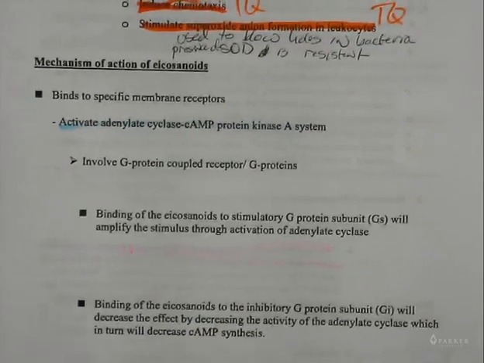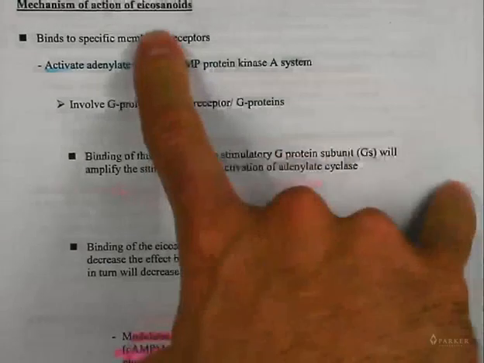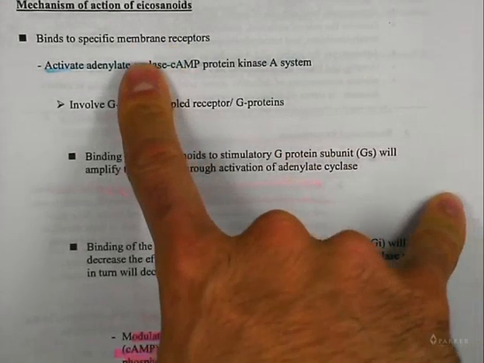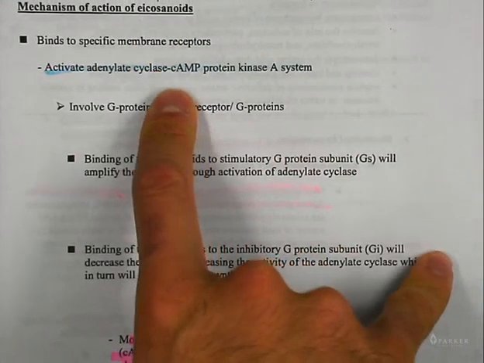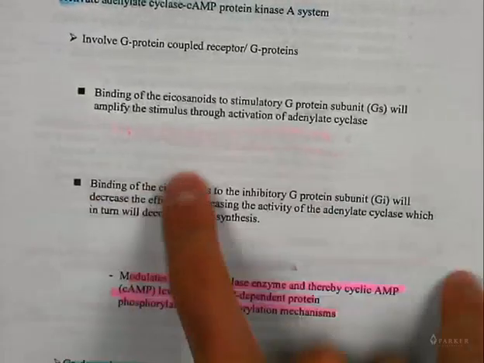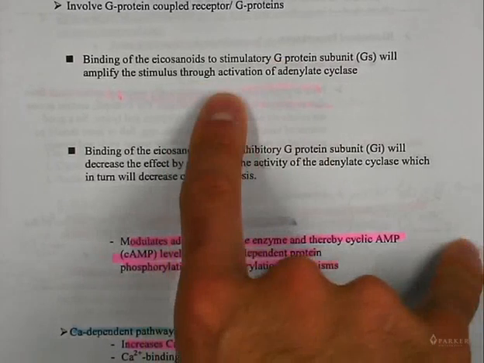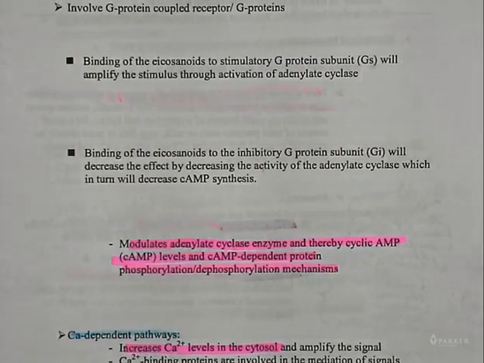That's impressive. Sorry. So, last but not least, mechanism of action of eicosanoids. They bind to membrane receptors, specifically the G protein coupled receptors, because they cause increases in cAMP. G protein coupled receptors, stimulatory G protein subunit, amplify signals. So remember there were 2 G protein subunits. There was a Gi alpha and a Gs alpha. The Gi alpha turns off and decreases cAMP synthesis. The Gs alpha, the stimulatory, turns on and increases cAMP synthesis.